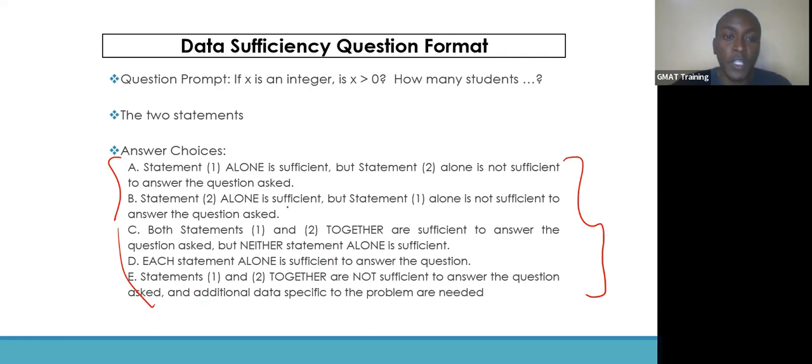And so I'll be showing these answer choices on each and every data sufficiency question so that you don't find it difficult, for all those starting GMAT studies of late.